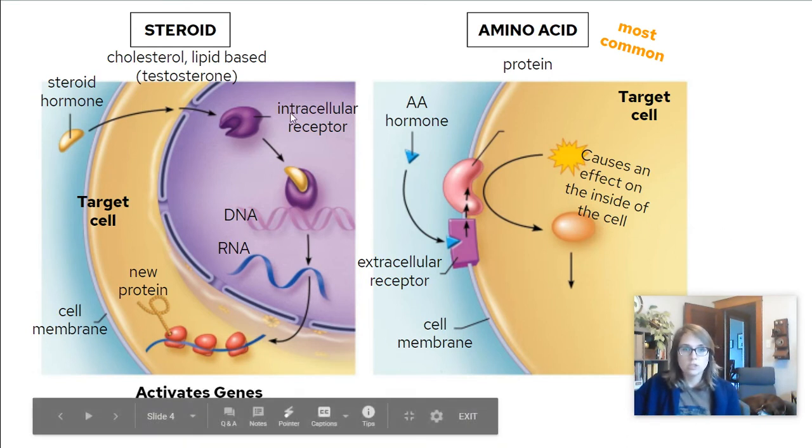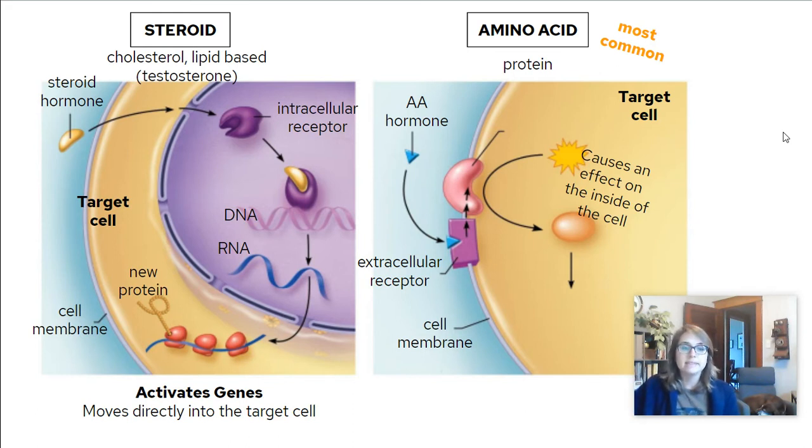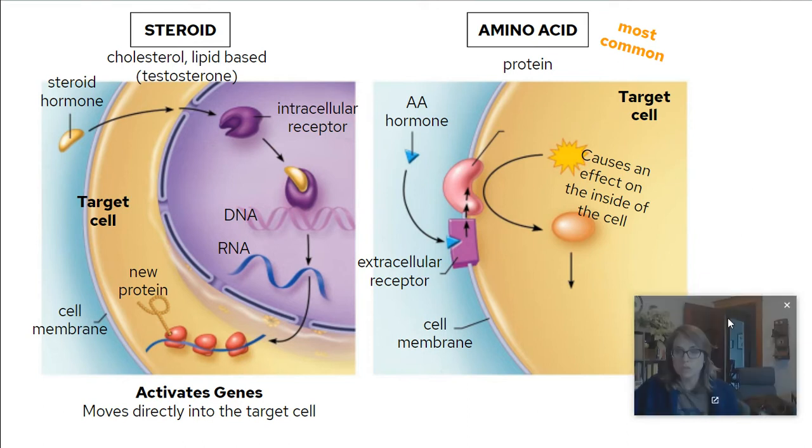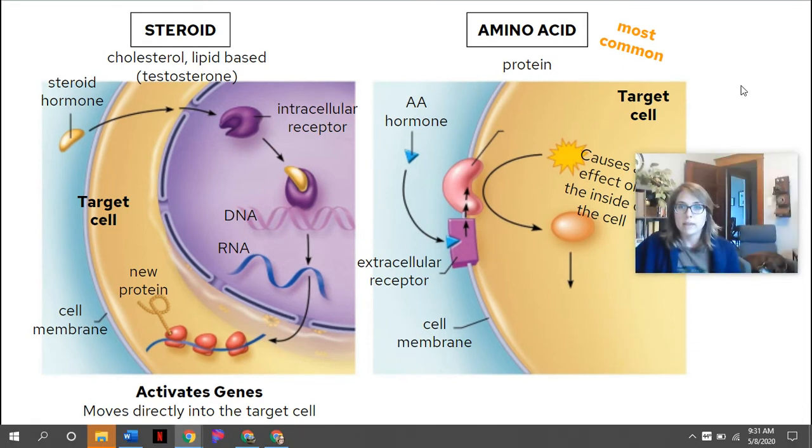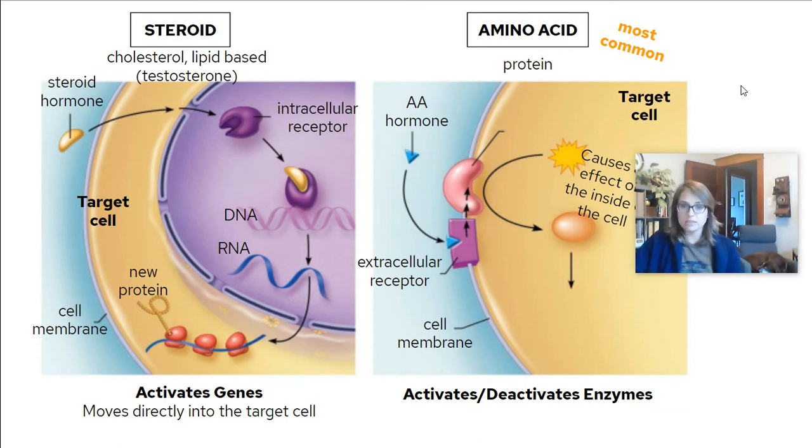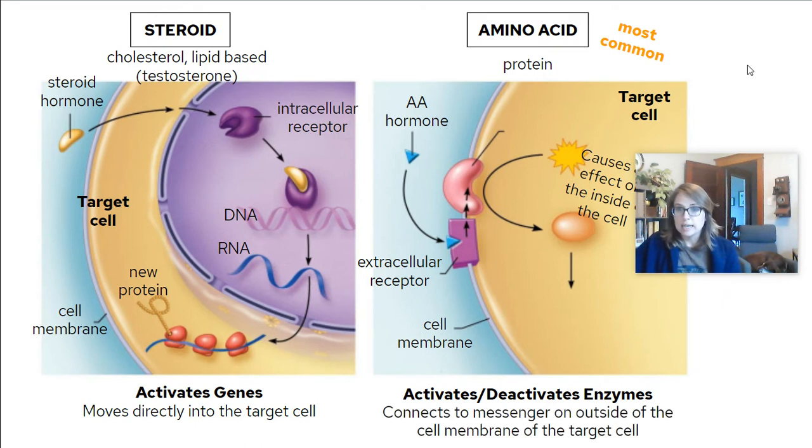Okay? So just as a recap, my steroid-based hormones, they activate genes. And it's different because it moves directly into my target cell. Whereas my amino acid-based protein, it is going to activate or deactivate enzymes, but it does not go into the cell itself. Instead, it connects to a messenger on the outside of the cell membrane of my target cell. Okay, steroids go in, amino acids kind of like secret code knock on the door and tell your body what to do.